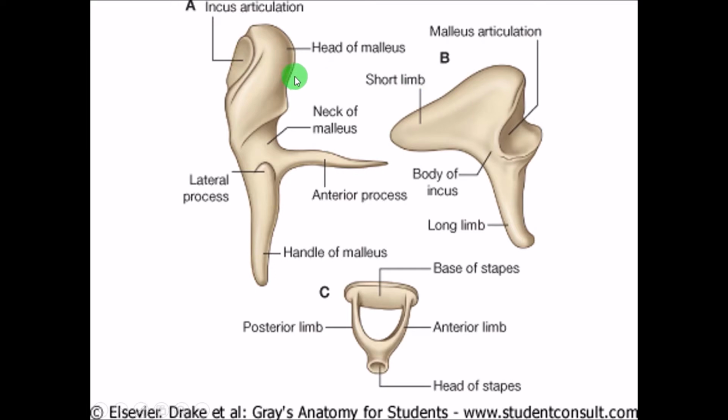This is the incus here, the incus bone. This will be articulating here. This is called the incus articulation, where the incus will be articulating here. This is called the malleus articulation. So this is where the malleus and incus will articulate.